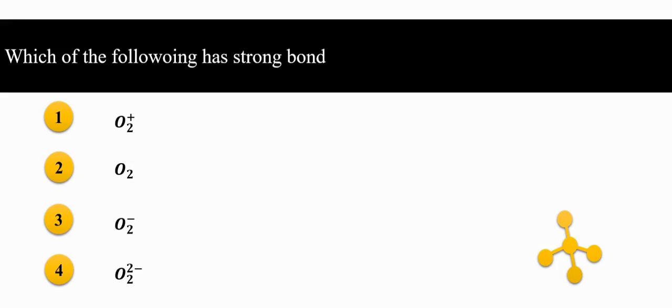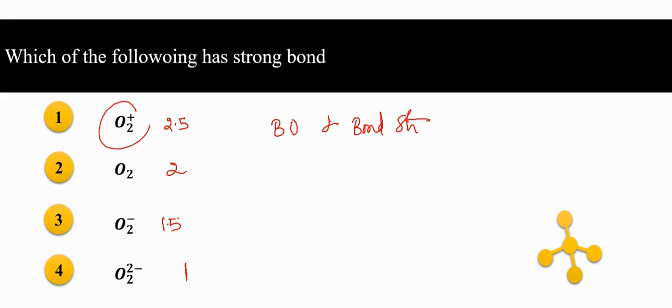Which of the following has a strong bond? So it is again purely based on bond order, as we calculated in the last question. O2 plus bond order is 2.5. For O2 bond order is 2. O2 minus bond order is 1.5. O2 2 minus bond order is 1. So what is the relation? Bond order is directly proportional to bond strength. So bond order is highest in O2 plus. So the correct option is 1.